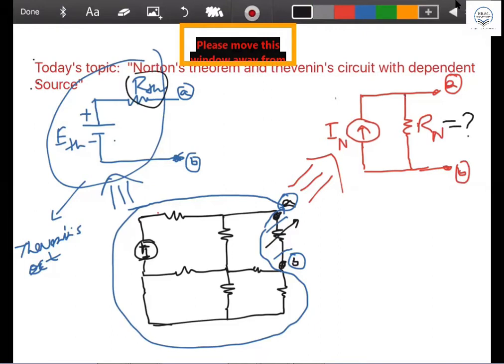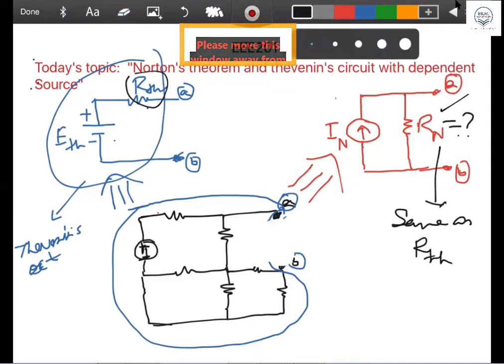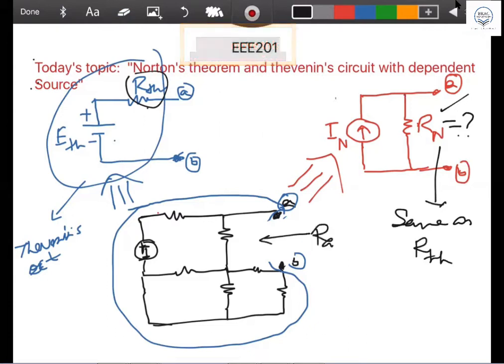That is the thing. So you already know how to find R Norton, because you know how to find R Thevenin. Exactly the same way you have to find the R Norton. So R Norton is the same as R Thevenin, full stop. That means the way you found R Thevenin is the same way you have to find the R Norton. How was R Thevenin found? Mr. Thevenin took it off and he found the resistance through this RAB. Remember last class I told you, and that is what R Thevenin is.